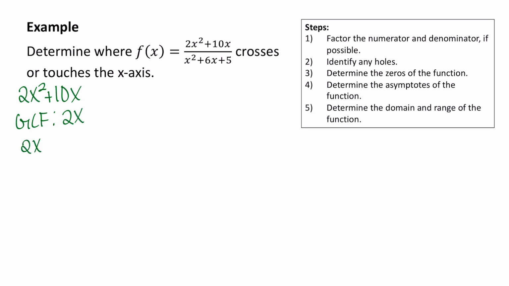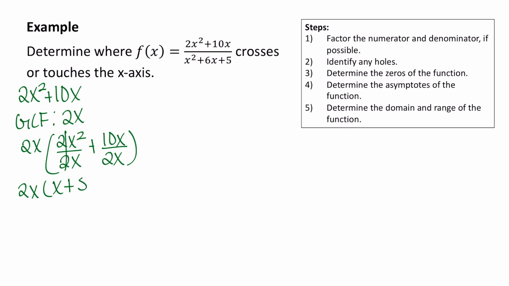So we're going to factor out 2x, and then we have 2x squared over 2x plus 10x over 2x. So the 2 and 2 cancel, and then we have x squared over x, which is x, plus 10 over 2 is 5, and then x and x cancel.